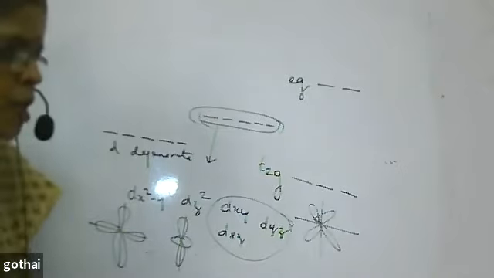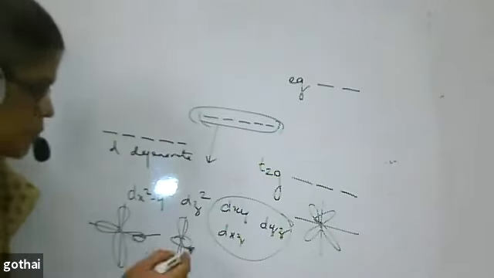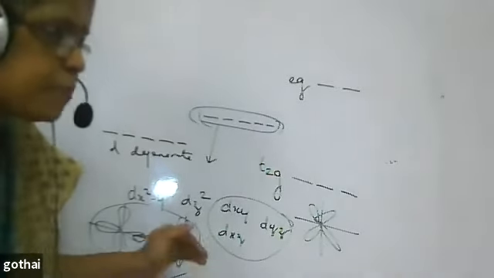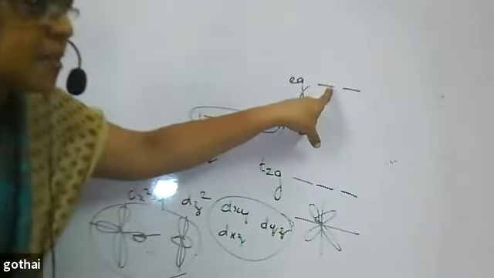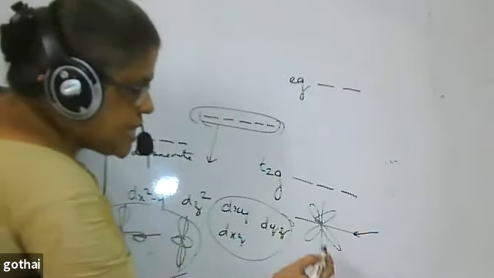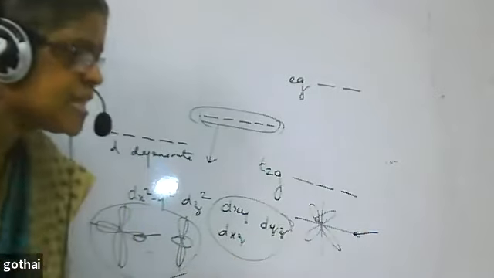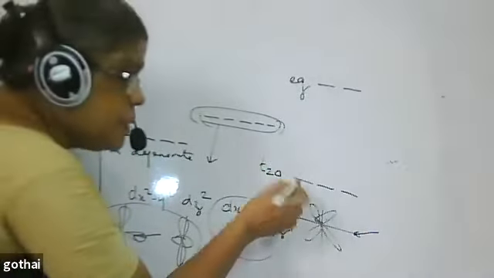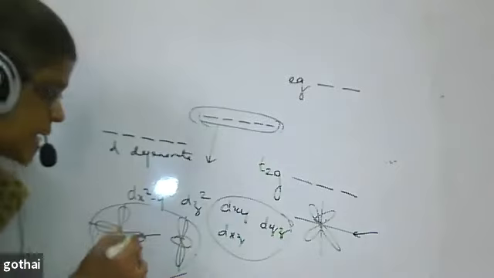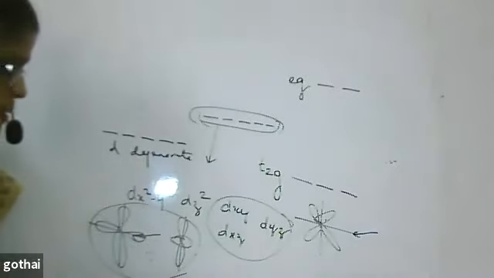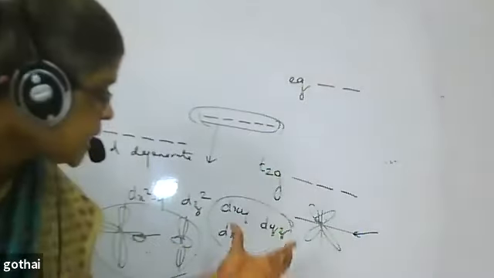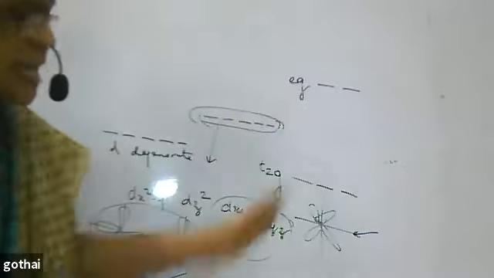When the anion comes along the axis, these two orbitals will experience more repulsion, and their energy will be increased. These orbitals lie in between the axes, so repulsion will be lesser and energy will be reduced. But if the anion is coming not along these two, then these two orbitals will become lower in energy and these three orbitals will increase in energy.